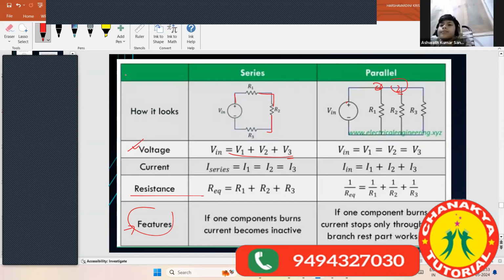Okay, fine. So voltage, current, and resistance: how it is different in series and how it is different in parallel circuit. This is something you need to memorize. Memorize in the sense you have to keep in your mind, because we are going to solve one particular question now. In that question, you have to understand where to use what. I hope this is clear.